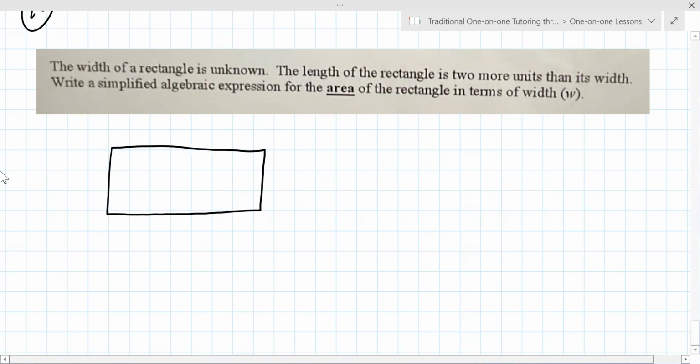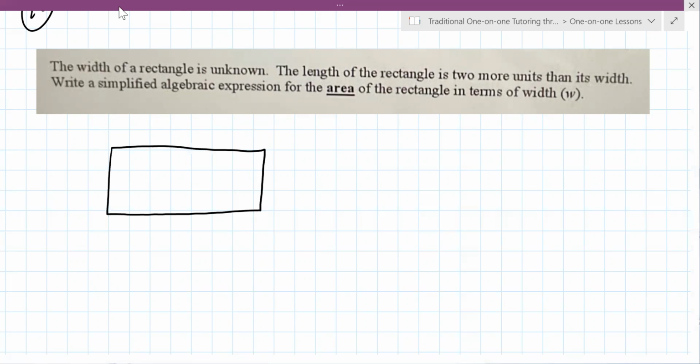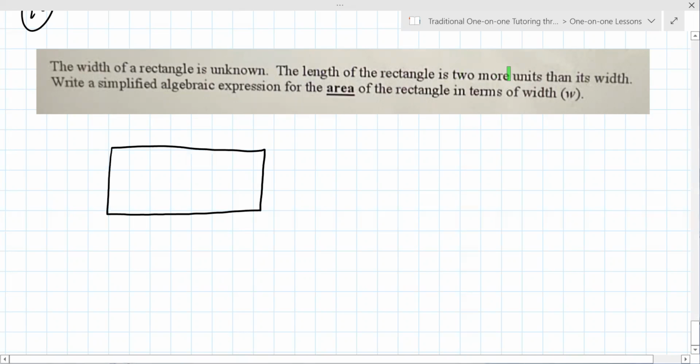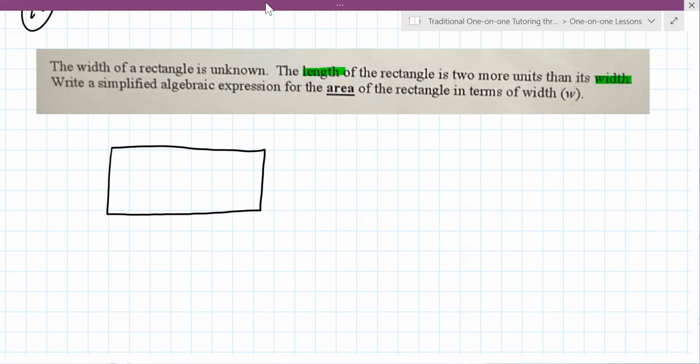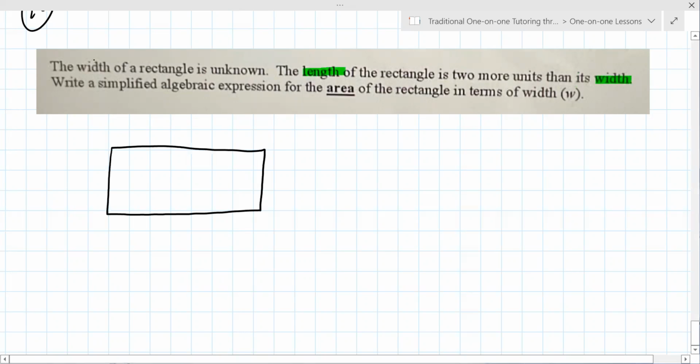Okay, so out of those first 2 sentences, you should be able to tell me which is longer, the length or the width. Which is longer in this problem? The length. Length is longer, yeah. But what you cannot do is say, oh, this is the length and this is the width. You can't do that. You have to use letters.